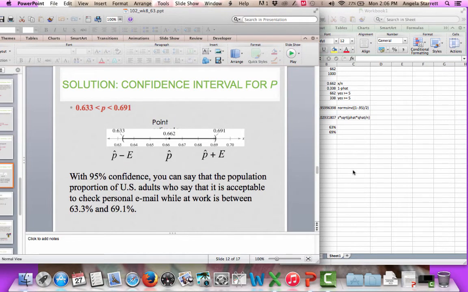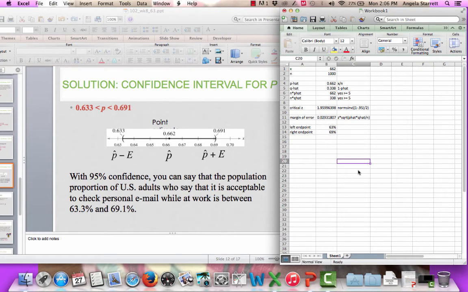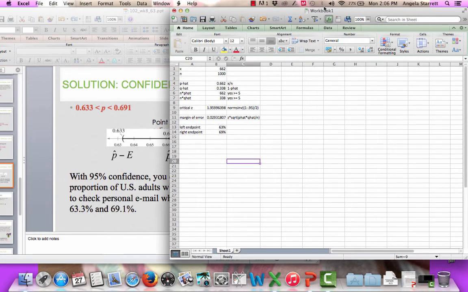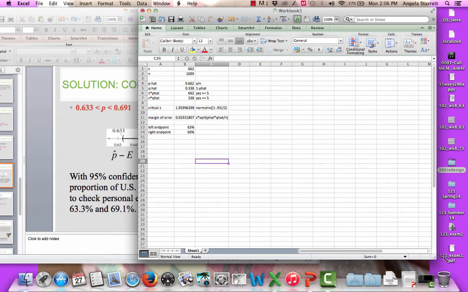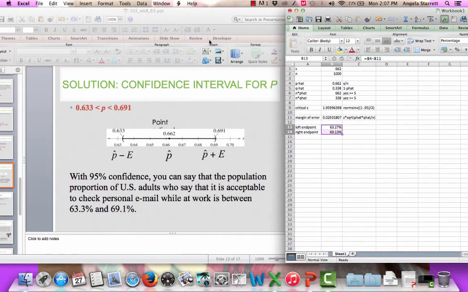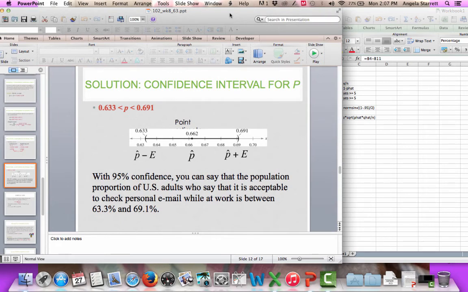So what's this saying? This is saying that with 95% confidence, you can say that the population proportion of U.S. adults who say that it is acceptable to check personal email while at work is between 63.3% and 69.1%. Once again, you can see I've gone over this before, but when you want to see decimals, all you have to do is click up here, increase the number of decimal places, and there we are seeing more decimal places. Okay, let's go back to the slide.